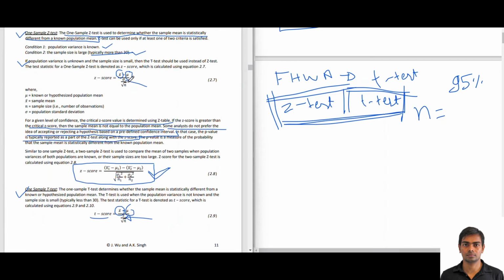Here sigma is known, then we will use z-test. Here sigma is not known, so we will use the S, standard deviation of the sample. If z-test is available, z-test is always preferred over t-test. So z-test gives better results or better confidence over t-test. So the first thing we do is look at whether we can apply z-test, and if z-test is applicable, then we use z-test. Otherwise, we switch to t-test.